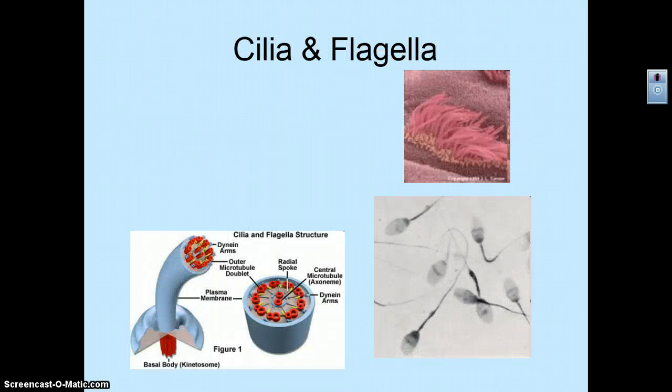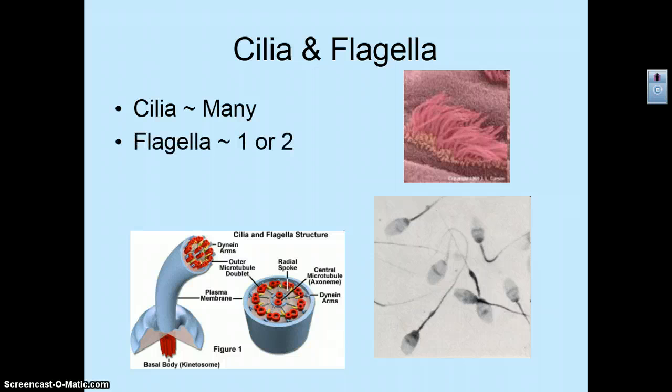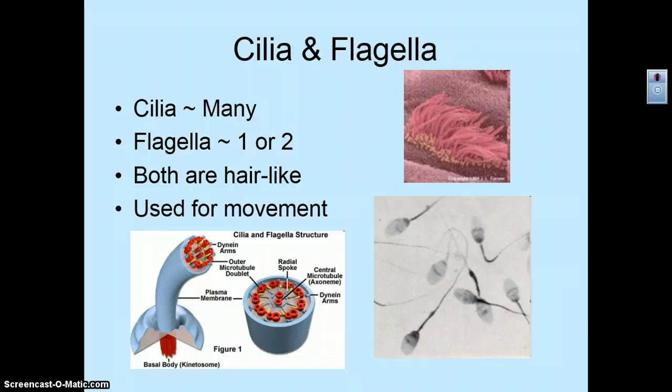Cilia and flagella are found on cells, not on all cells, but on a lot of cells. The cilia, there's many short bundles, and the flagella, there's normally only one or two, and they're both hair-like, and their function is movement of the cell.